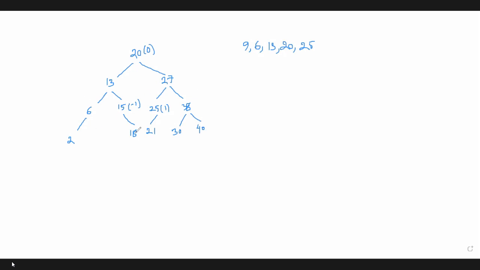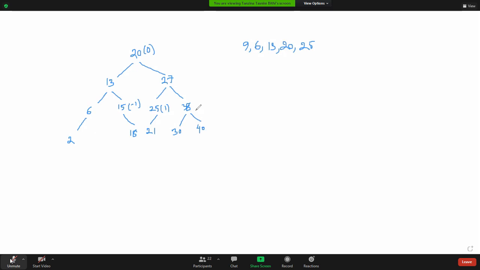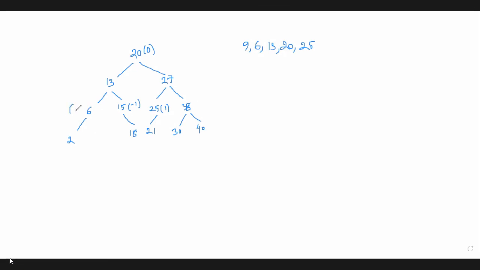The balance factor for all these nodes will be the same, only its balance factor will be changed, right? So what is the balance factor of 6? The height of the left subtree is 1, and now the right subtree is empty. So 1 minus 0 equals 1. After deleting 9 from this tree, now you can say that this tree is a balanced tree. So this is an AVL tree, right?